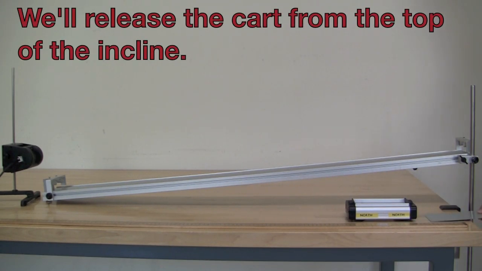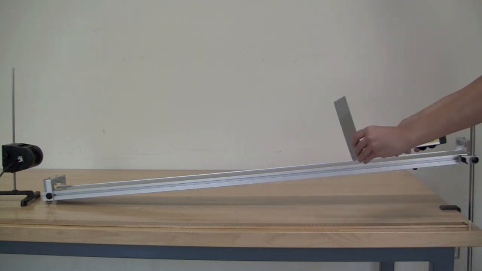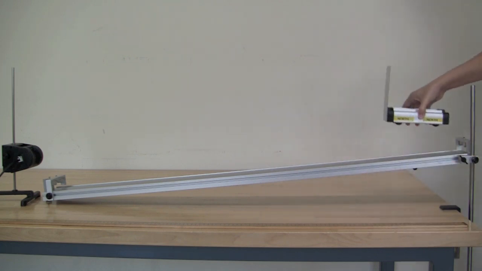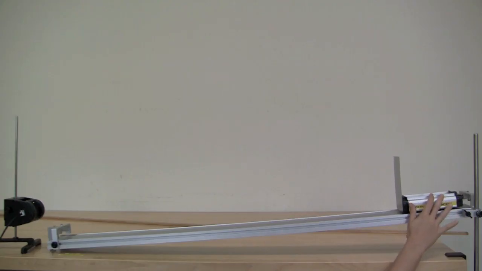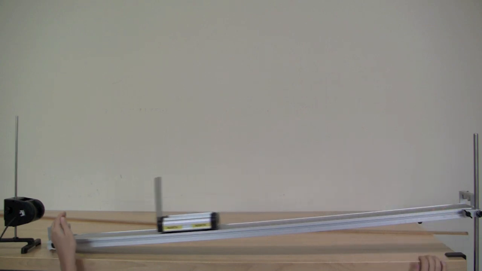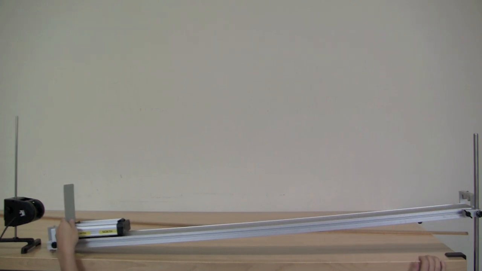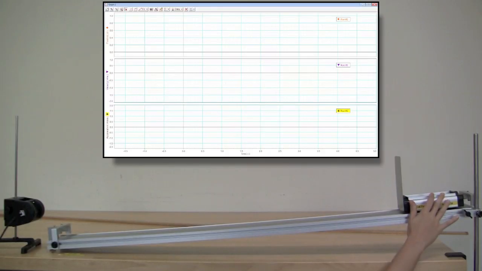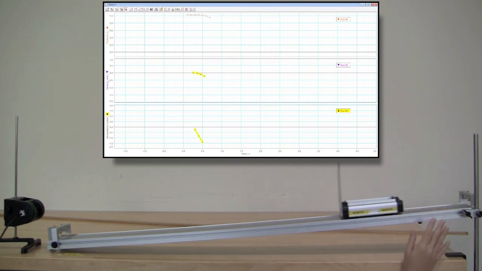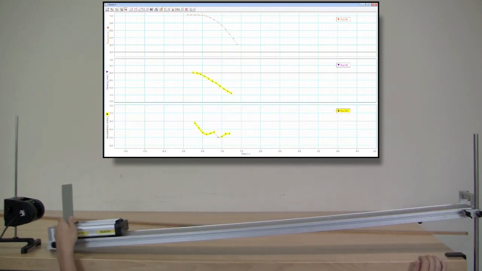Let's release the cart from the top of the incline. Attach the reflecting vane to the cart and make sure someone is ready to catch the cart at the bottom. Let's watch that again at half the speed and take a look at what we will see in Data Studio. The top graph in the Data Studio window is the position, the middle graph is the velocity, and the bottom graph is the acceleration. Let's take a closer look at these graphs.